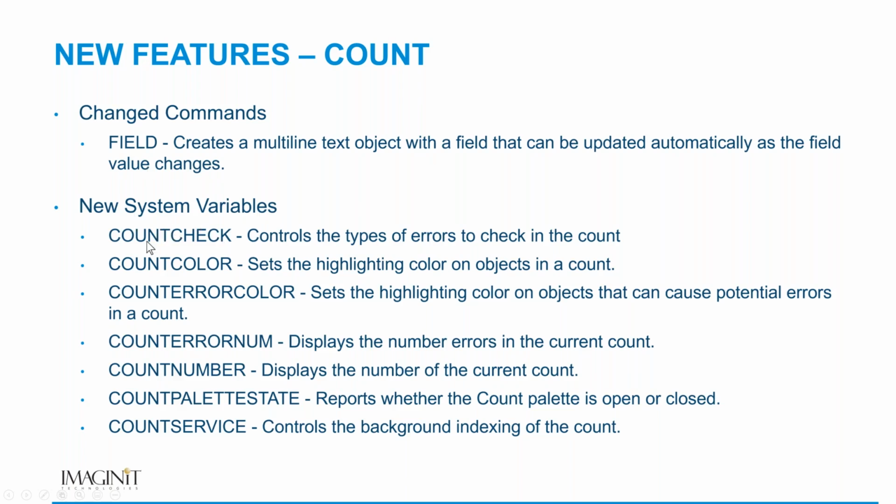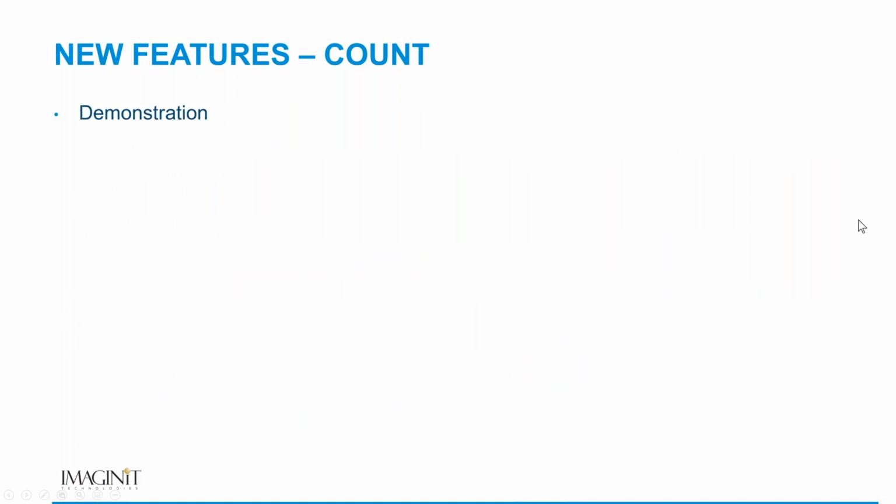The new system variables, count check controls types of errors to check in the count, and I'm gonna show you that. Count color sets the highlight color. Count error color selects the highlighting error color. Count error number displays the number, etc. Count number displays the number of the current count. Count service controls the background index, and the count palette state reports whether or not the count palette is open or closed. So I'm going to give you a brief demonstration here of count.